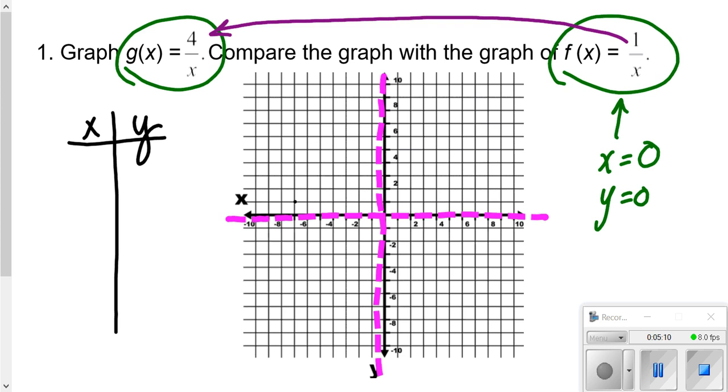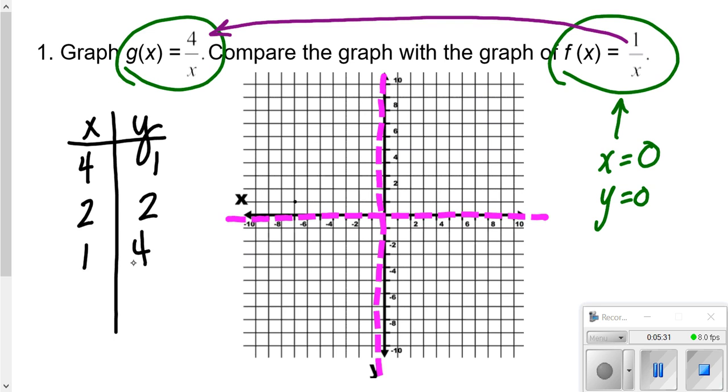So I'm going to have those lines as scaffolding. And then I'm going to think about different things I could plug in for x that would be nice. For example, 4. If I have 4 over 4, I get 1. Or 2. 2 would be nice. 4 over 2 is 2. And 1 would be nice. 4 over 1 is 4.